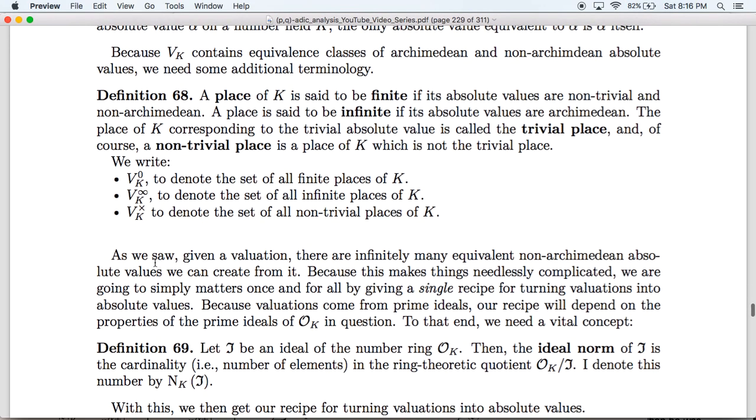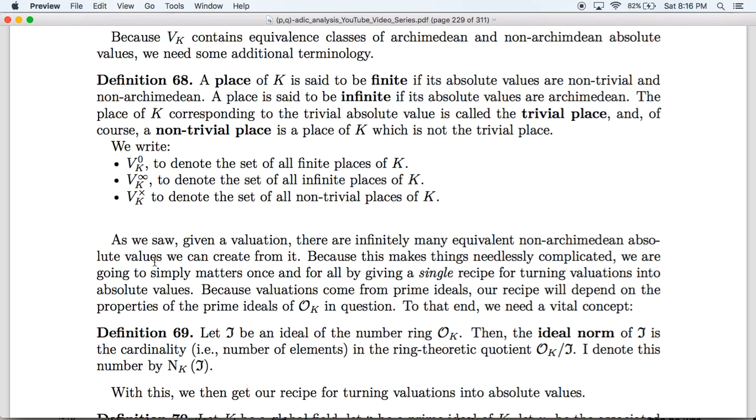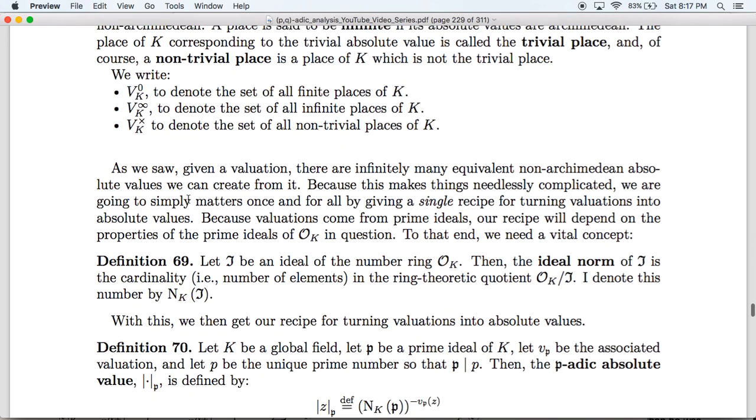So this is now where the ideal norm comes in. As we saw, because there are infinitely many equivalent non-Archimedean absolute values, technically speaking, we have to come up with a convention to identify one rather than just working with an equivalence class. And to simplify things, I'm just going to make a single recipe for turning valuations into absolute values, and this comes from the ideal norm.